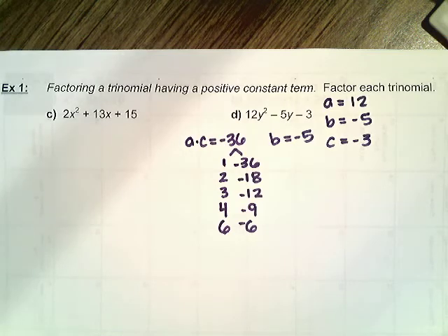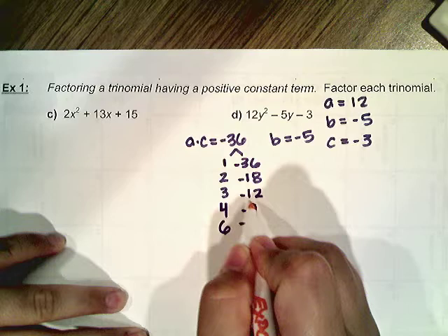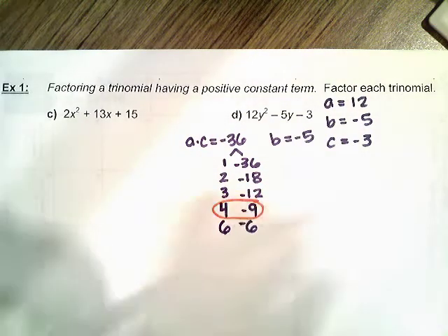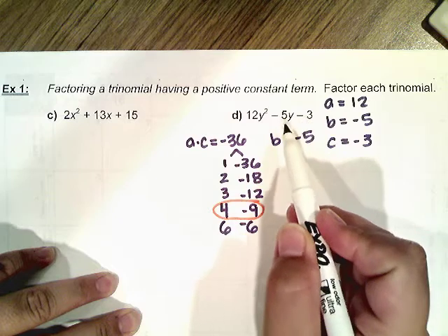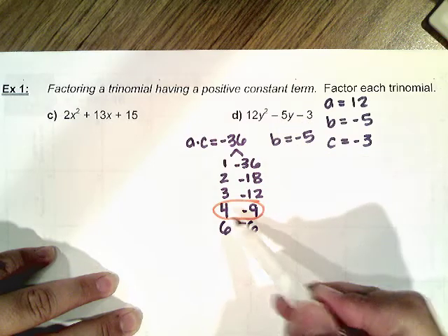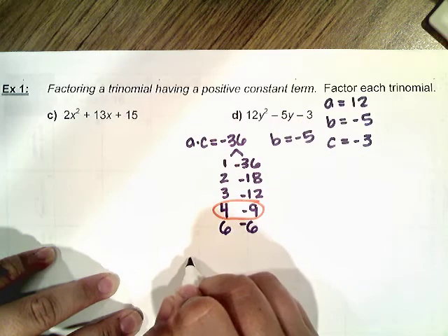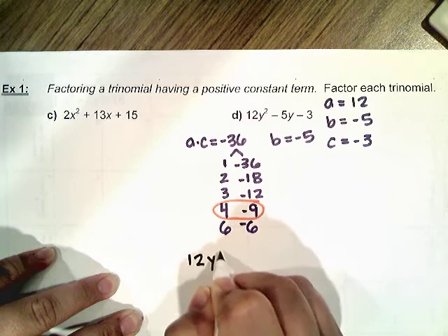All right, so now we ask ourselves which one of these pairs will add up to give us -5. That would be 4 and -9. And we want to work with this. So we're going to rewrite our expression and expand our middle term, again using the 4 and -9. So we're going to have 12y squared.